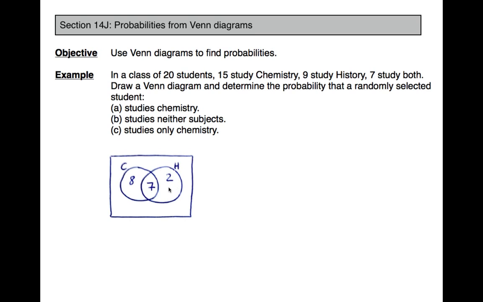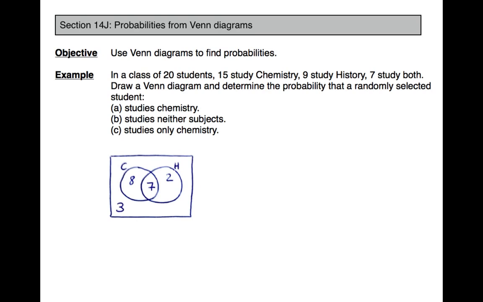And finally, we need to double check how many students we now have together. 8 plus 7, 15, plus 2, 17. So there's also 3 students who study neither chemistry nor history. And once we have that, it's easy to answer questions A, B, C.